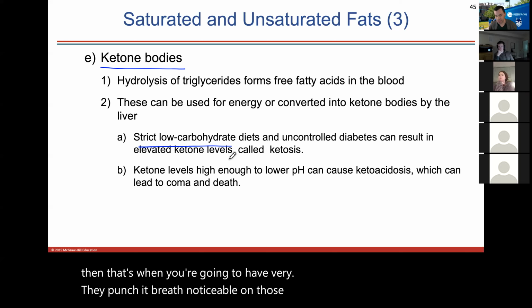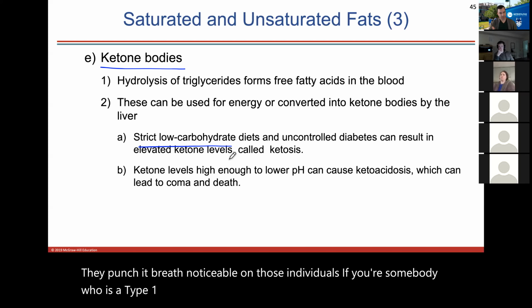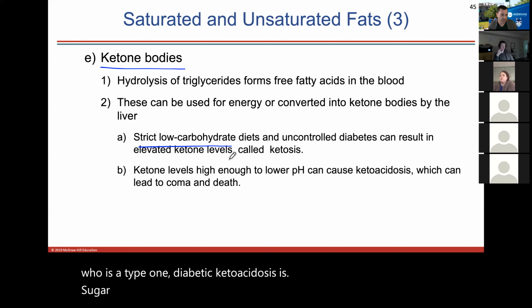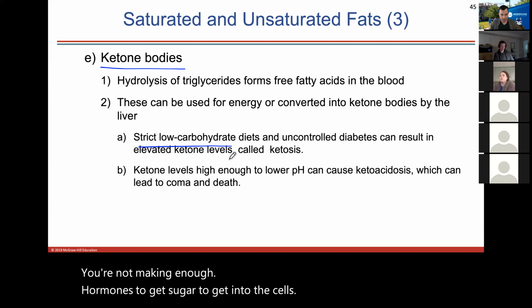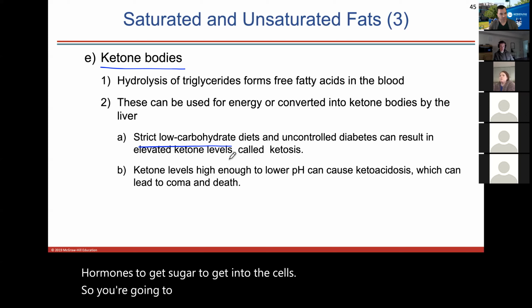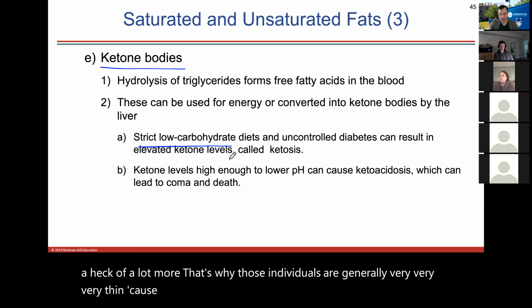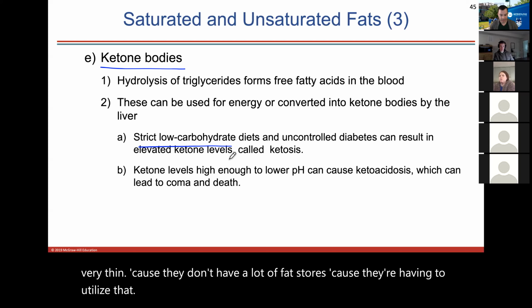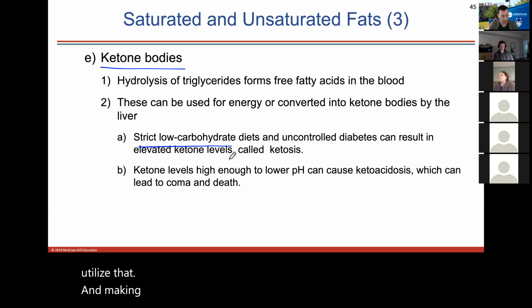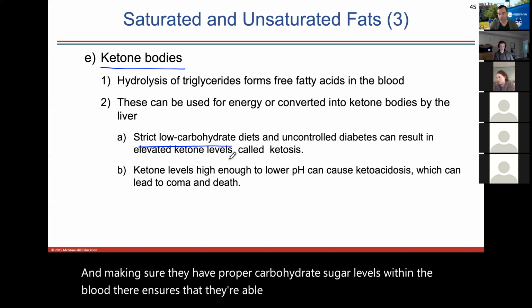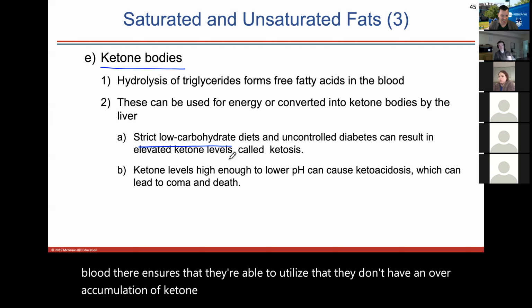If you're somebody who's a type 1 diabetic, ketoacidosis is a sugar imbalance, right, with diabetes. You're not making enough hormones to get sugar into the cells. So your body's going to shift to utilizing your fat stores a heck of a lot more. That's why those individuals are generally very thin, because they don't have a lot of fat stores, because they're having to utilize that. Making sure they have proper carbohydrate sugar levels within the blood ensures that they're able to utilize that and they don't have an overaccumulation of ketone bodies, which can cause kidney damage in those individuals.